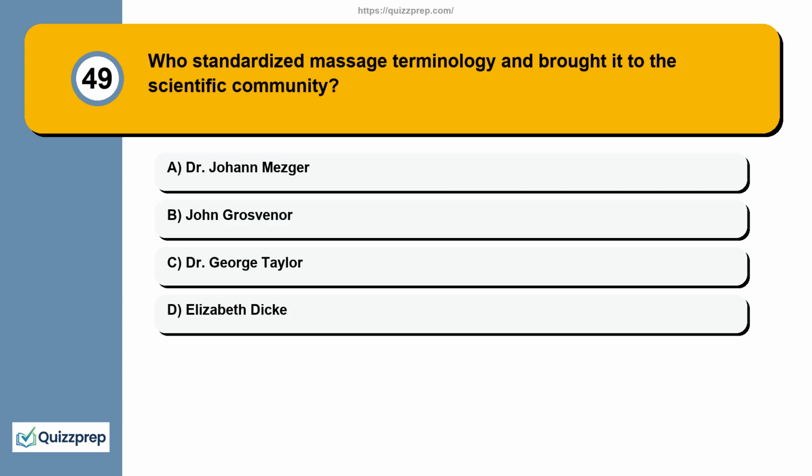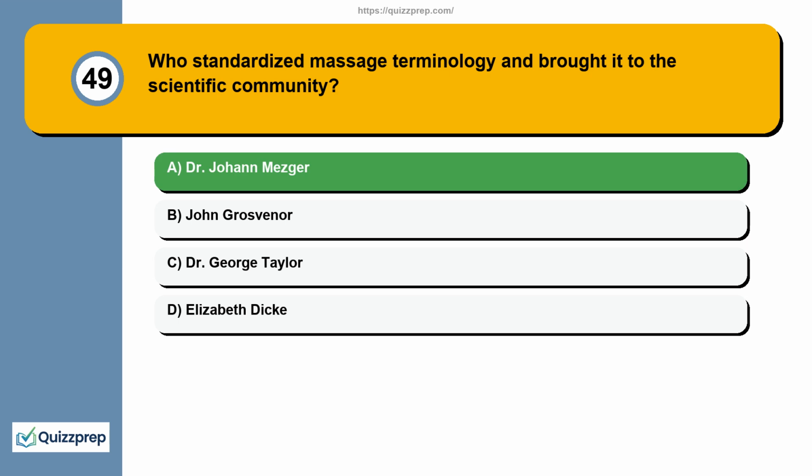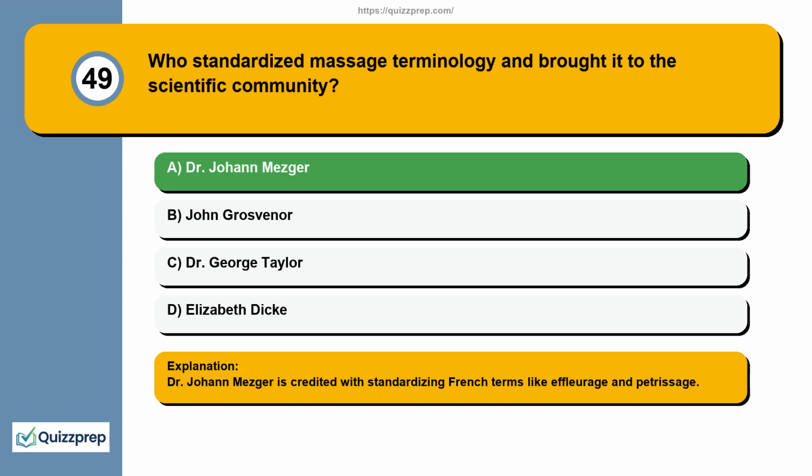Question 49. Who standardized massage terminology and brought it to the scientific community? Dr. Johann Mesger, John Grosvenor, Dr. George Taylor, Elizabeth Dick. Dr. Johann Mesger is credited with standardizing French terms like effleurage and petrissage.